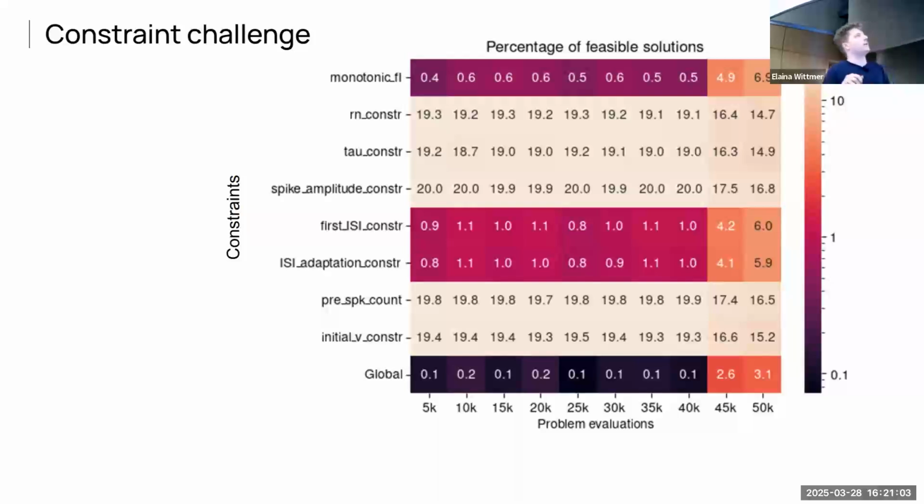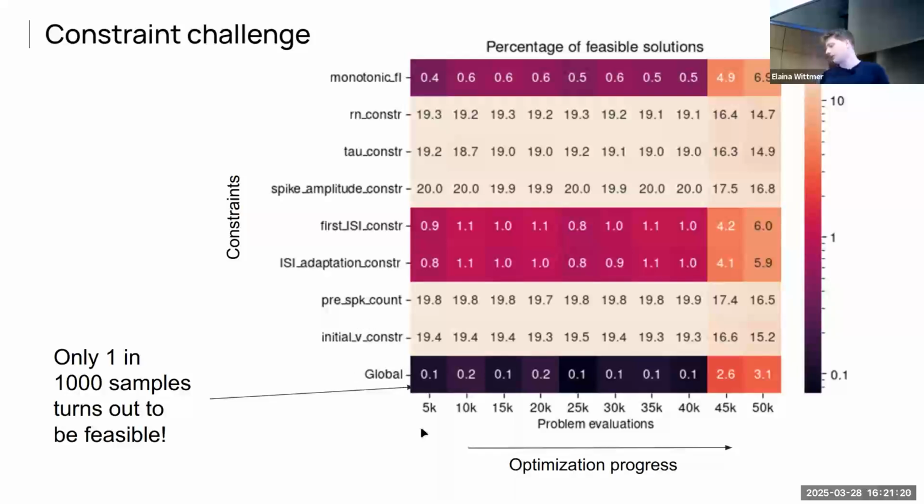And we are plotting, for each of the constraints, what percentage of the simulations we're doing actually ends up meeting these constraints. And as you can see, it's very low. So this is in percent. Basically less than 1 in 1,000 simulations in the beginning ends up being valid. So we're running 1,000 simulations and only one is really giving us anything of value.